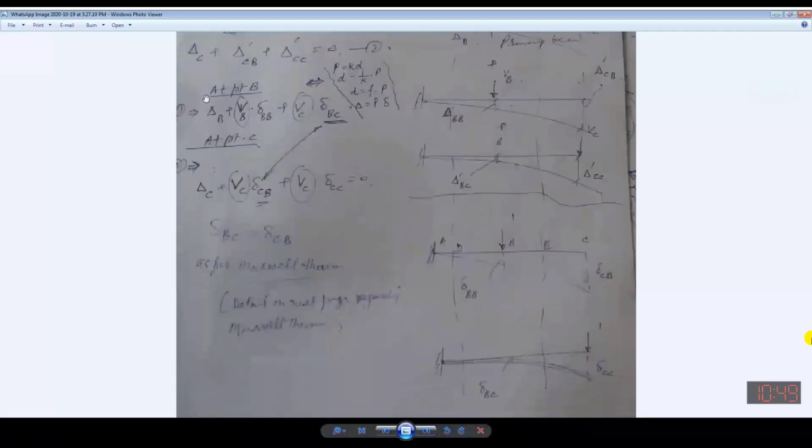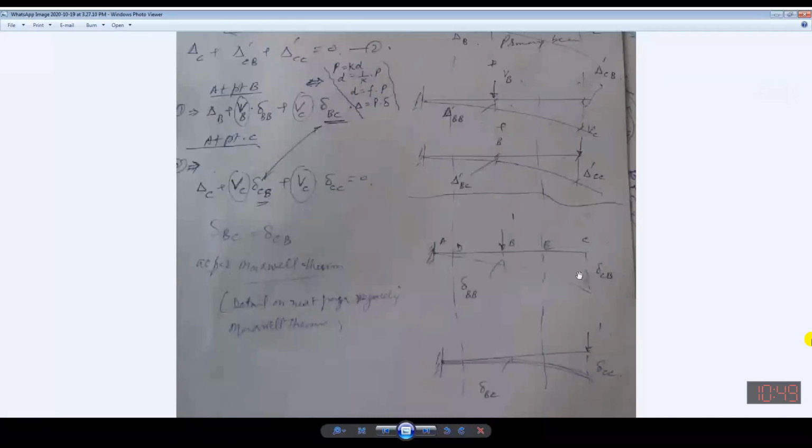Now in this case, if I am able to find these small deltas, then I can find VB. Two equations are there, two unknowns are there, VC and VB. So there are two unknowns, and these can easily be found by solving simultaneously. Now, how can these be found? This one and this one by applying the unit load.